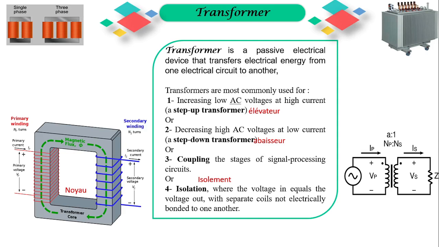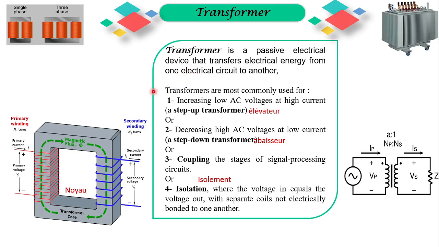The second one is the step-down transformer. Conversely, a step-down transformer decreases high AC voltages at low current. It's commonly used in applications like providing lower voltages for household appliances from the main power supply. The third is signal processing. Transformers find application in coupling the stages of signal processing circuits, enabling impedance matching and signal conditioning.